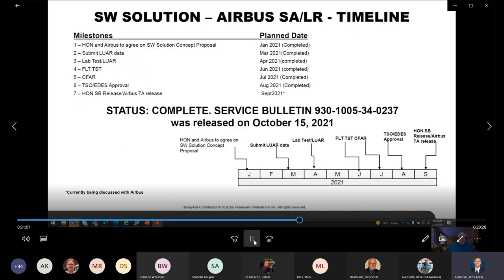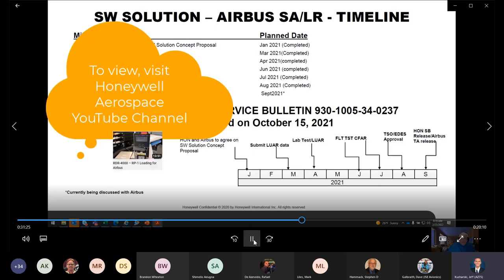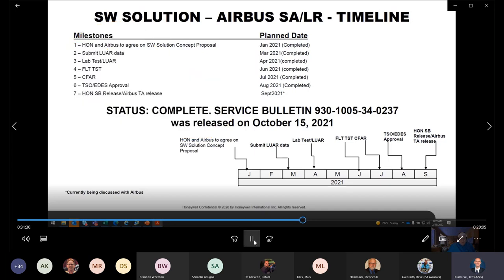We also have a software solution currently released for the Airbus single aisle and long range platforms. Service Bulletin 930-1005-34-0237 was released on October 15th of last year. Again, that's available as an on-wing loadable software. Like the Boeing side, you load the software into the RP1 radar processor unit, and then the RP1 radar processor unit uploads it to the TR1 transmitter receiver unit.